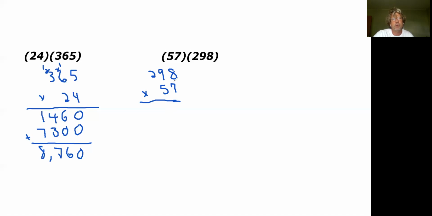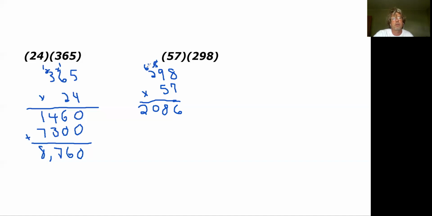8 times 7, again, if we use our 8s or our 7 tricks, we would get the 56. We carry that 5 over. 7 times 9 or 9 times 7, 63 plus the 5, 68. Carry the 6. 7 times 2 is the 14 plus the 6 would make then 20. So that comes down. We're at the end of the problem, no more carrying. I can go ahead and mark those out.